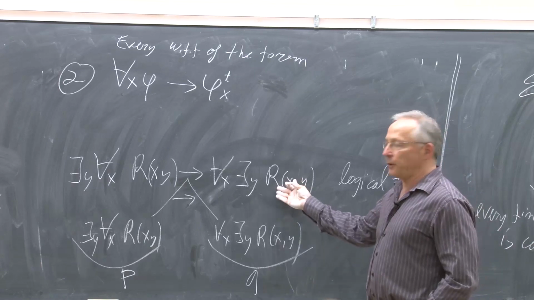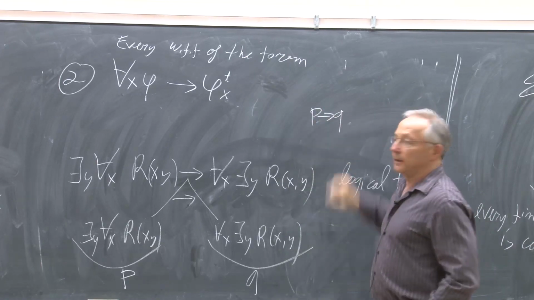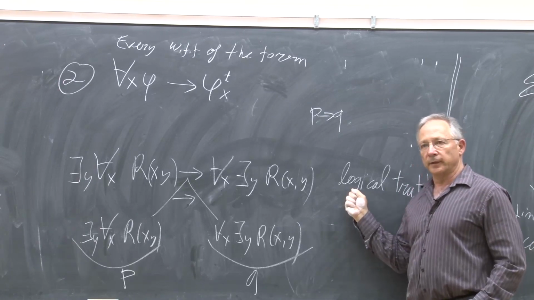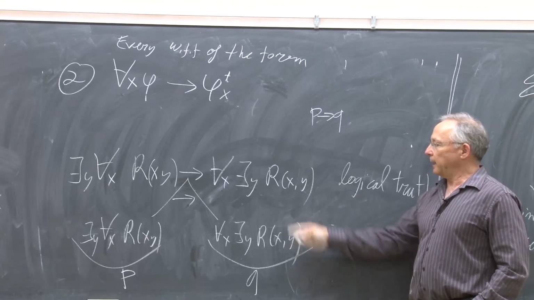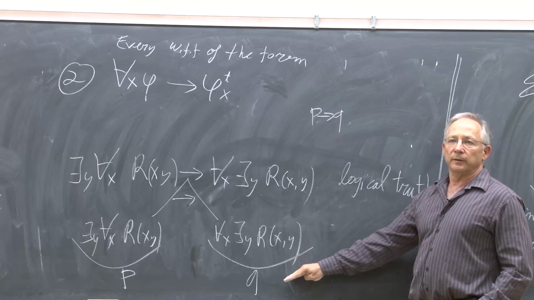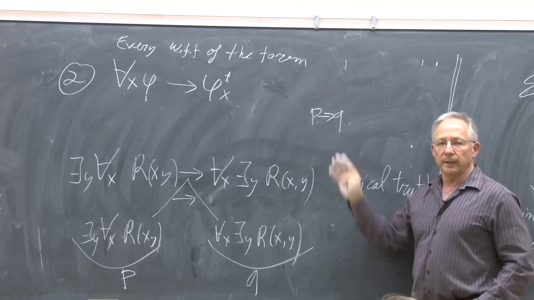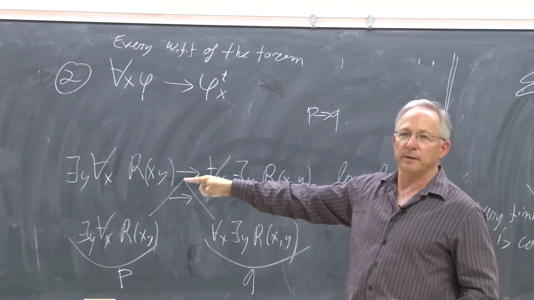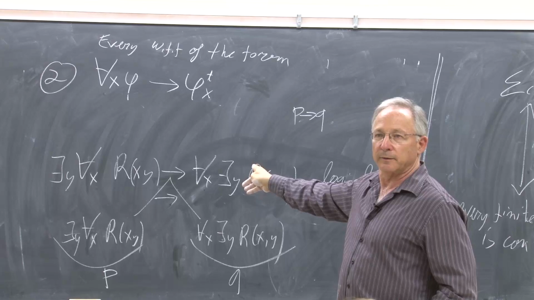So when I break this formula down to propositions, I get P arrow Q. Is it a tautology? No. So I have a logical truth, which is a much richer notion than breaking it down propositionally to get a tautology. Okay? So the distinction here is between a propositional truth and a logical truth in our richer language.